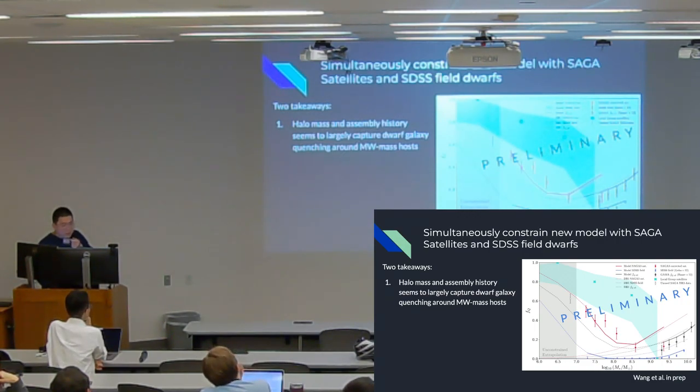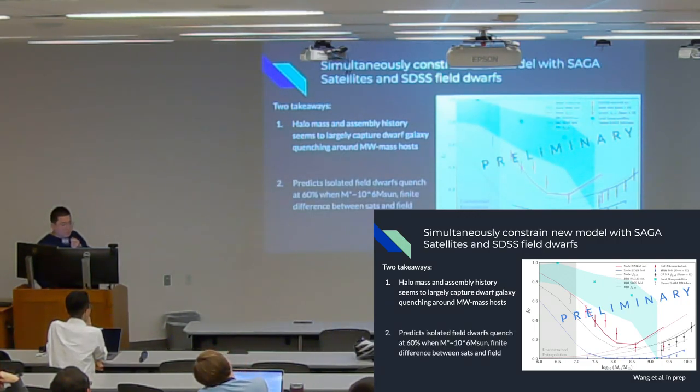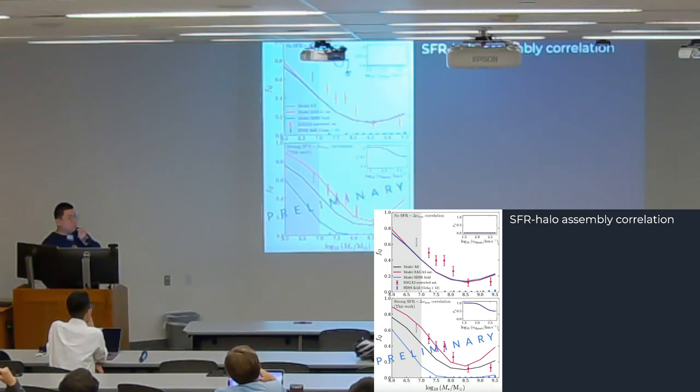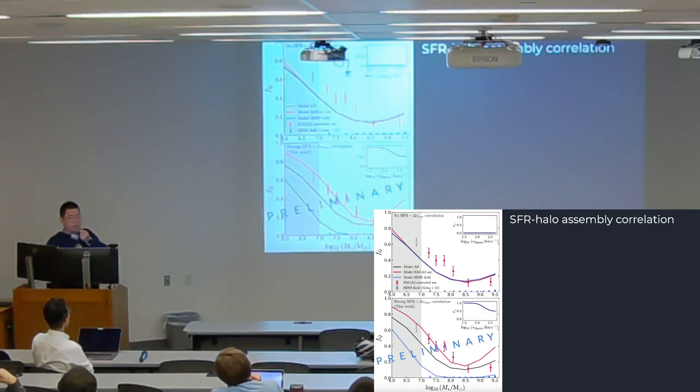And secondly, what we also notice as being very interesting is that the model seems to predict a limited difference between the satellite quench fractions, the red curve, and the blue curve, which is the field, when you go to masses below 7.5. And this has interesting implications about how satellites quench environmentally. So we did this numerical experiment with our model where in the top panel we artificially remove this secondary bias, this correlation between SFR and halo assembly.